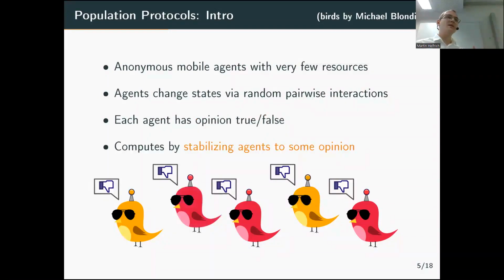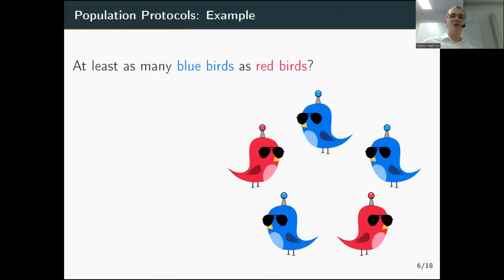And the goal of these agents is to compute a consensus, to come to a stable consensus to answer a question. And this consensus means that they stay, for example, this is a consensus for false, for no, meaning they can still change their state, but it's a stable consensus as long as they will stay in this consensus forever. Right. So let's jump into an example of a population protocol.